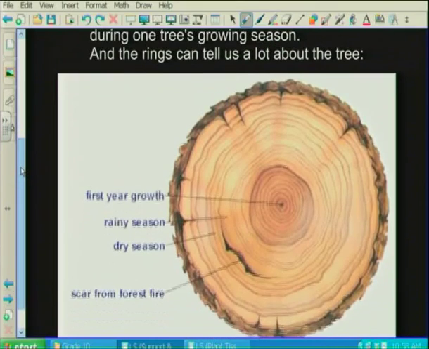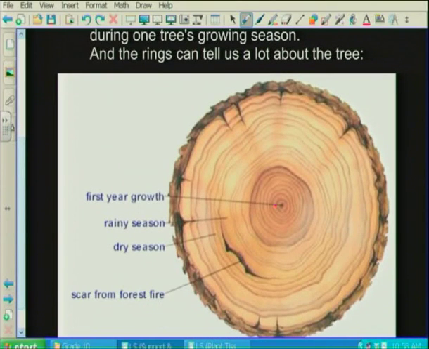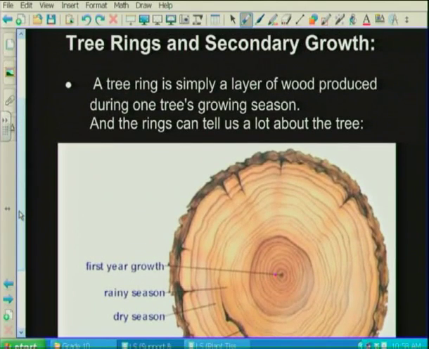Now basically when we talk about tree rings, and this is a very nice picture of it, the tree rings you can see, all that it is, as we said here, is a layer of wood produced during one of the tree's growing seasons. But this can tell us a lot about the tree.